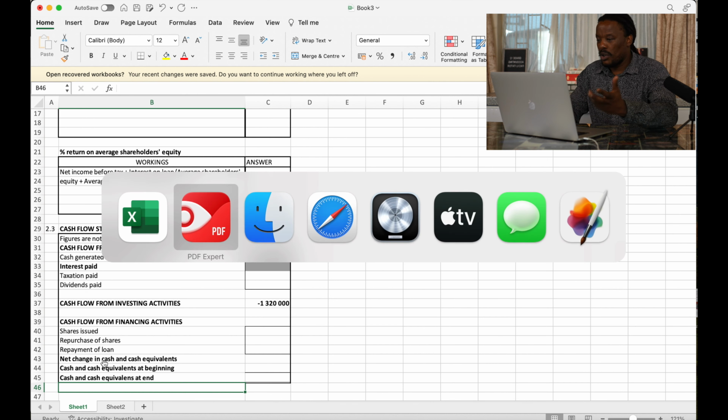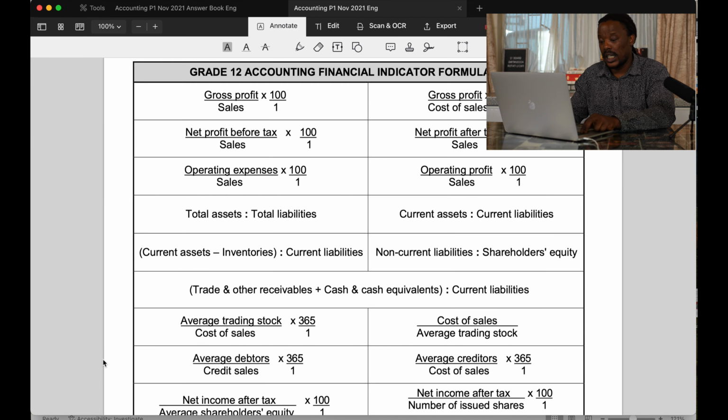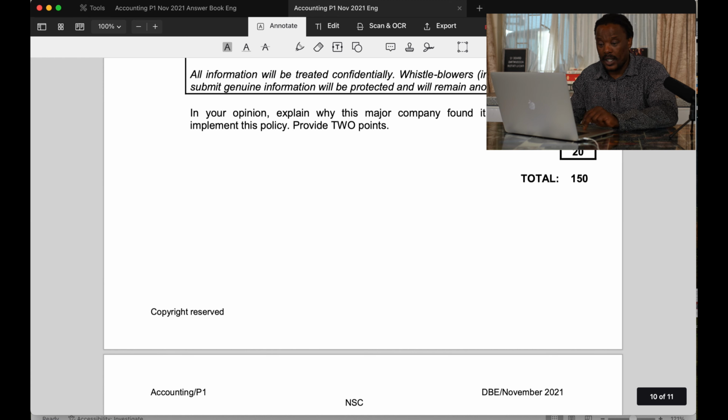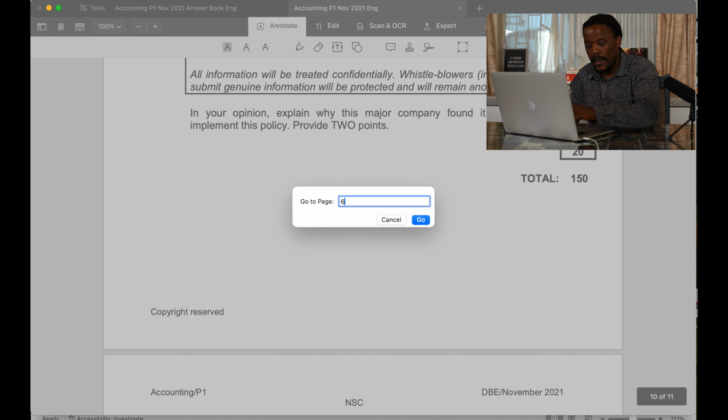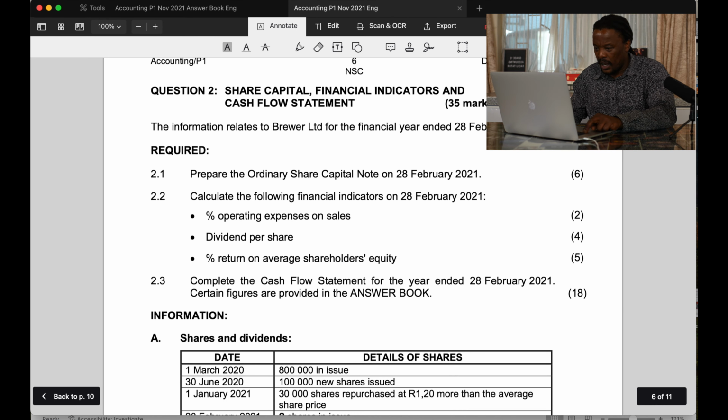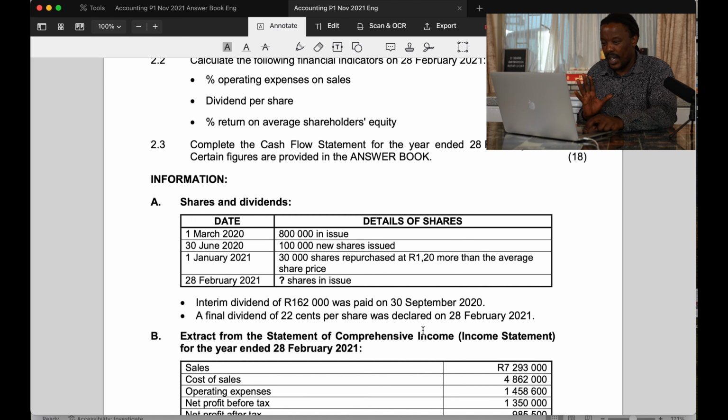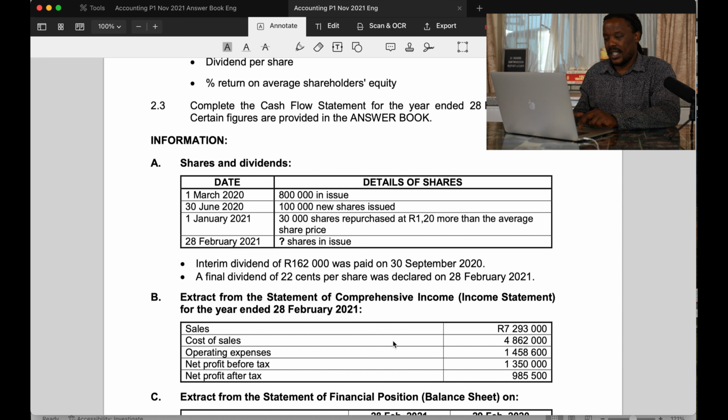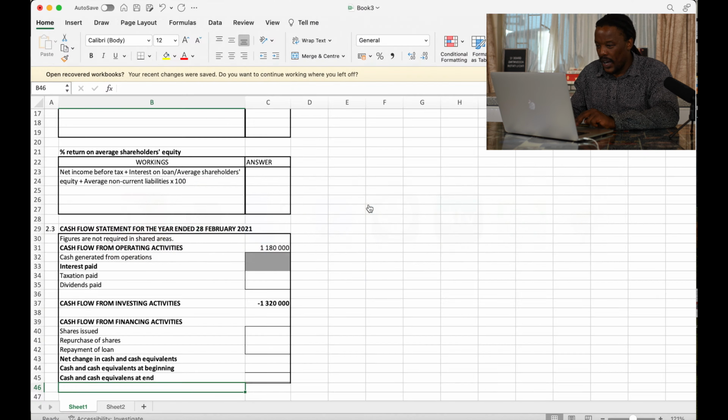You're done with that. Now you go to the questions. You're like, okay, time is not on my side. You go back to page 6. And on page 6, you look at the information. Let's work together here. 1 March 2022, 800,000 in issue. 30 June 2020, 100,000 new shares issued. And that information is recorded on our answer sheet.